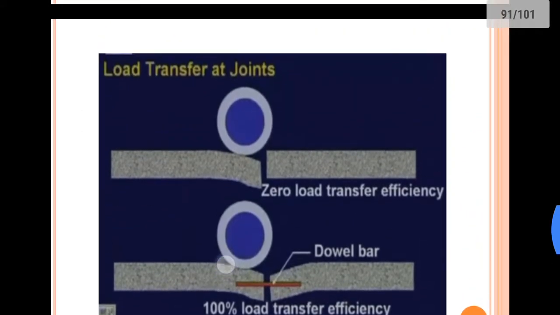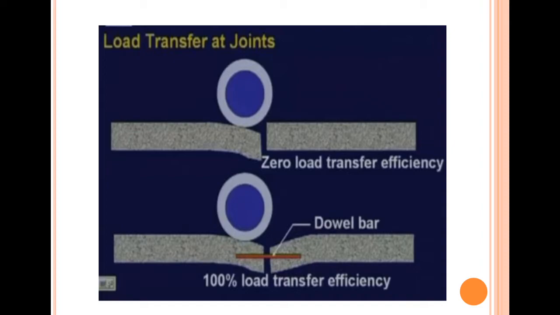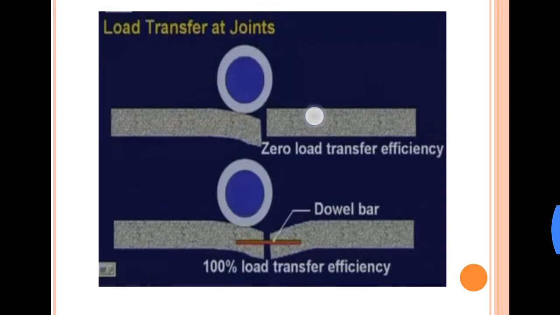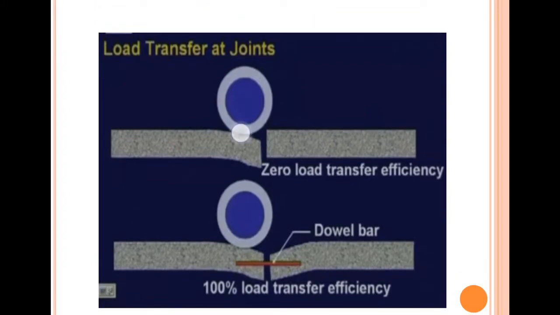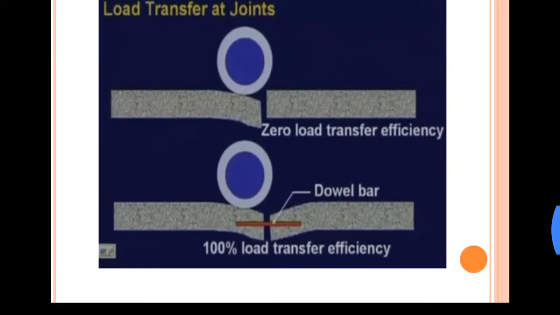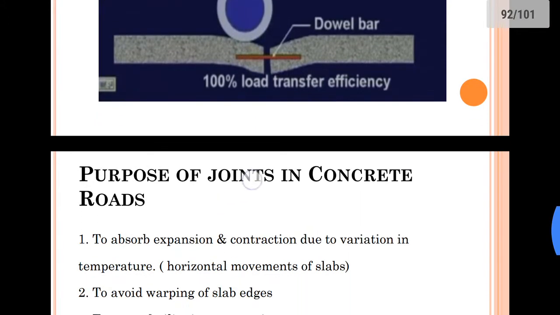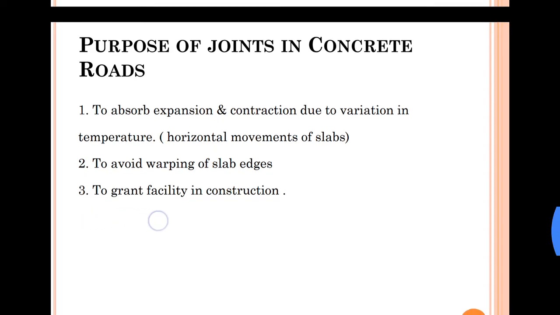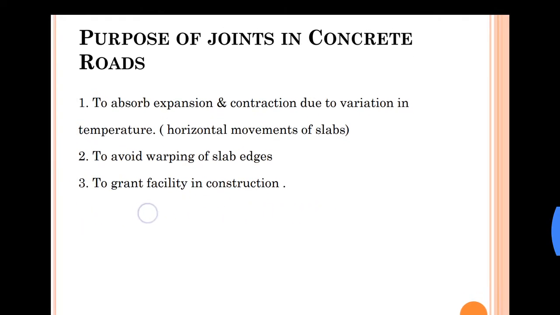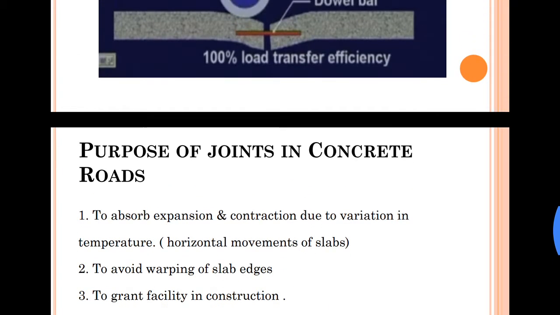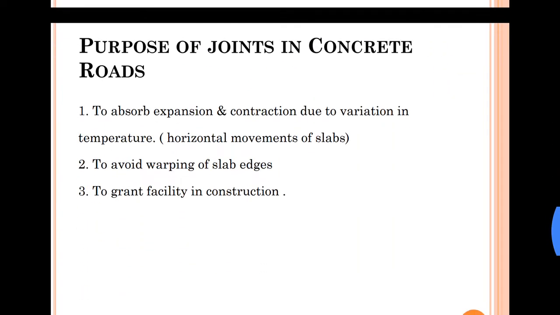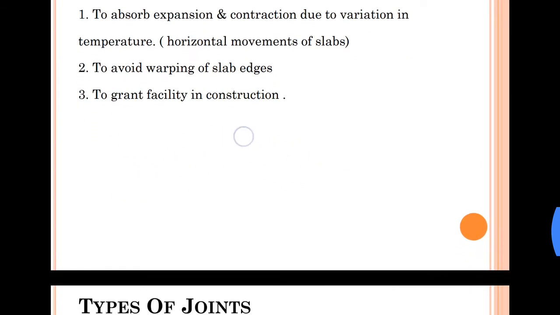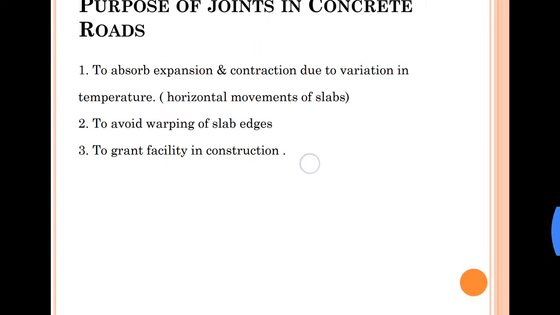We also need joints to avoid warping of slab edges. We have already studied what warping is. Due to daily variations, there might be warping up or warping down conditions, so the edges might go up or down. In order to avoid that, we provide joints. We also provide joints for facility in construction. These are construction joints, needed to continue after a day's construction work.